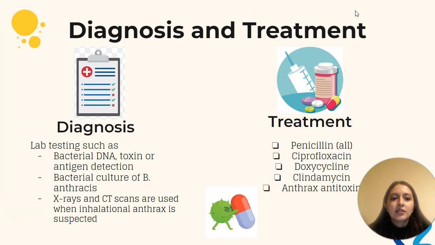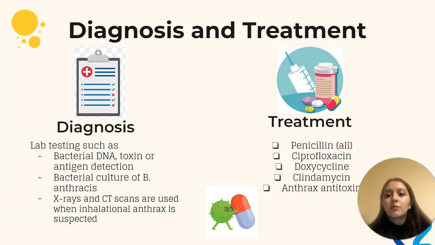Okay, diagnosis and treatment. So the only way that you can diagnose anthrax is if you do lab testing. So you can test for the bacterial DNA, toxin, or the antigen detection. You could also perform bacterial cultures of Bacillus anthracis. And again, you could do those imaging, the X-rays and CT scans, when inhalational anthrax is suspected.